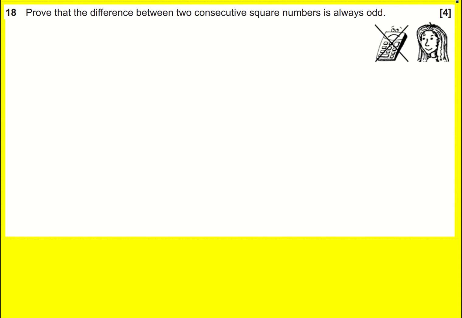Okay, prove that the difference between two consecutive square numbers is always odd. I love proof. It's just, people don't realize it, but it's so important. The fact that maths is kind of the same subject.